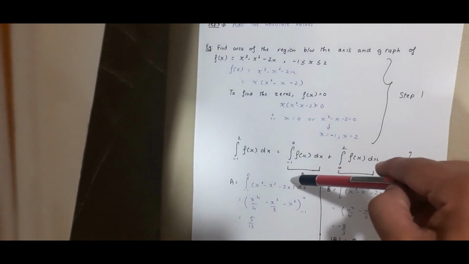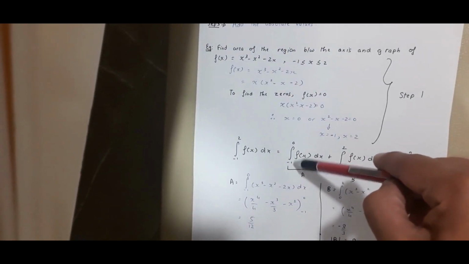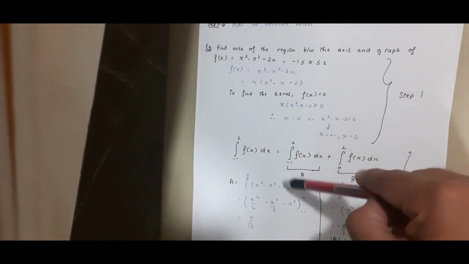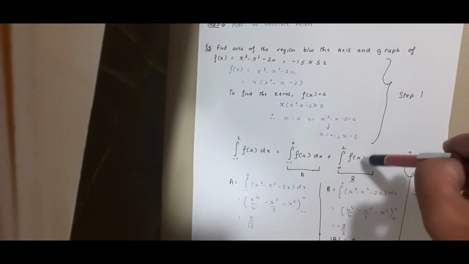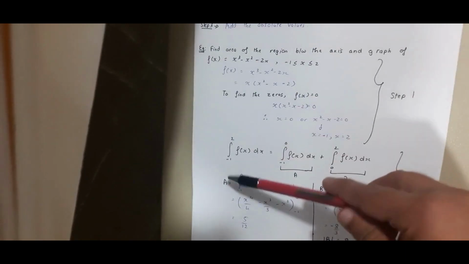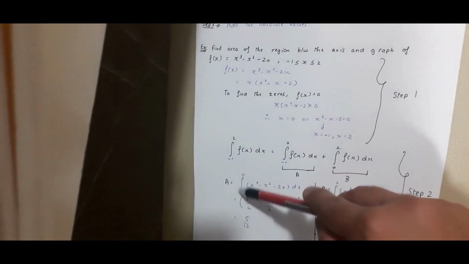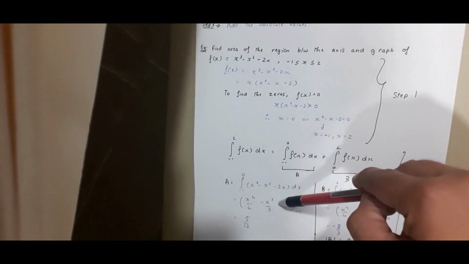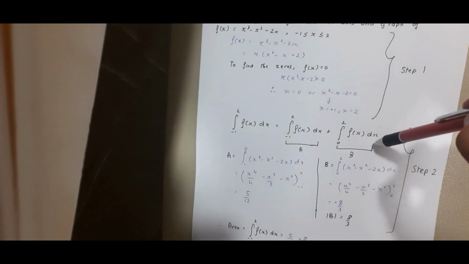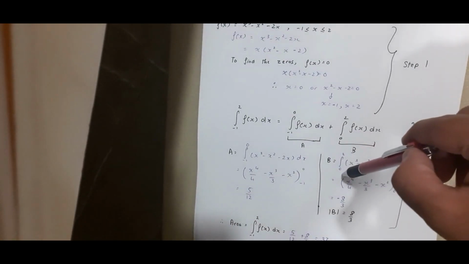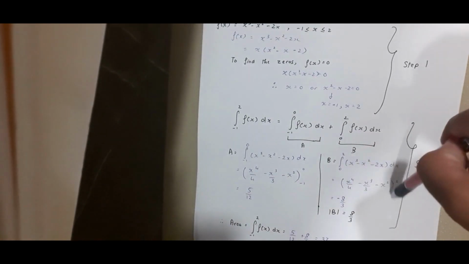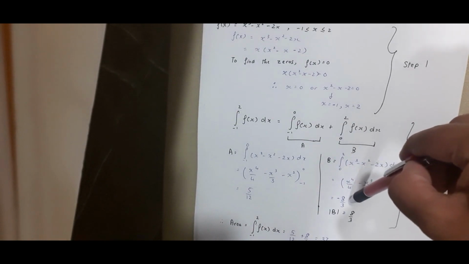So now we are integrating from minus 1 to 2, f of x dx, which equals integration from minus 1 to 0 of f of x dx, this I'll call a, and integration from 0 to 2 of f of x dx, which I'll call b. So a equals integration from minus 1 to 0, x cube minus x square minus 2x dx. On integrating, we get 5 by 12. Integrate part b from 0 to 2. Then we get this over here, which gives the answer minus 8 by 3.